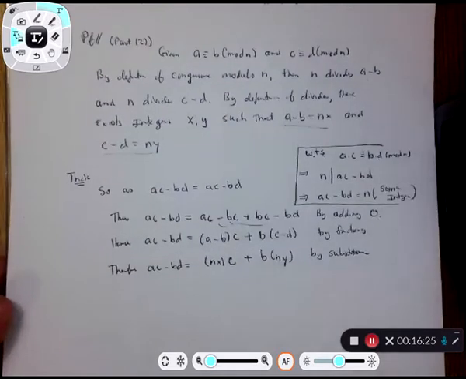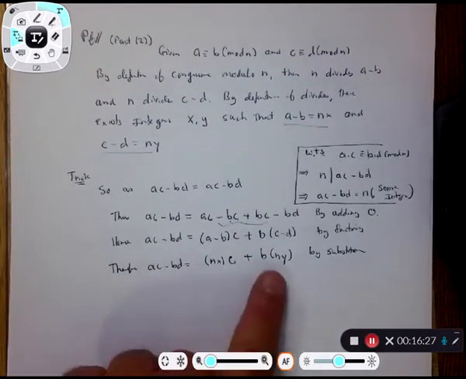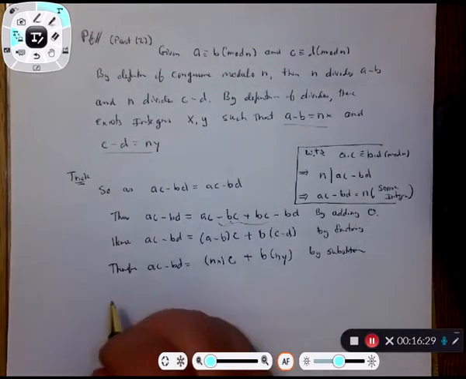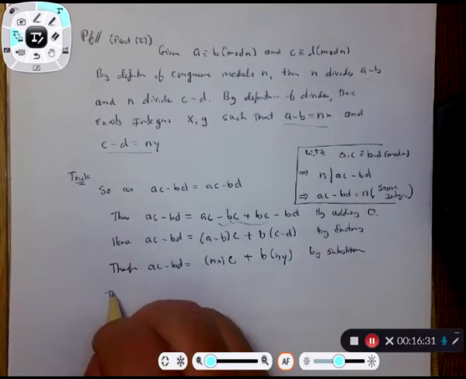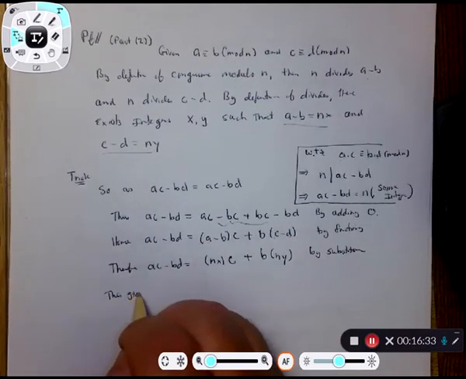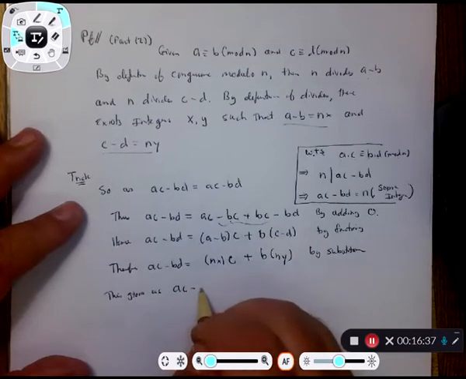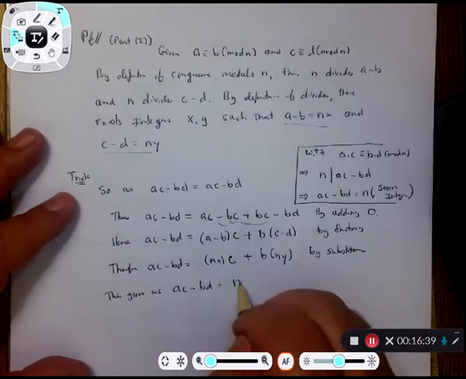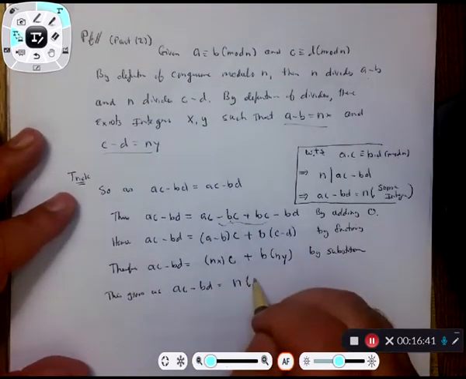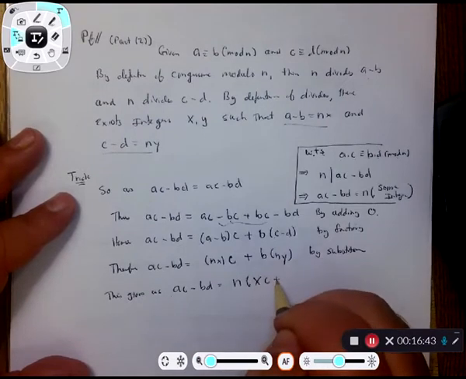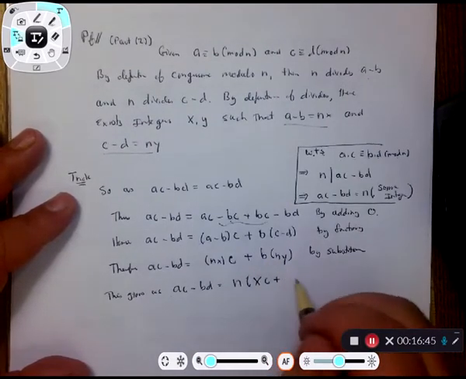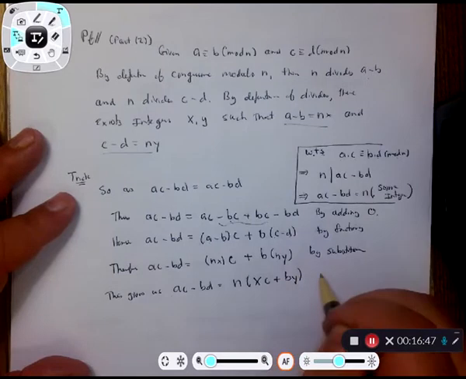So what do I have in common on this entire side? I have an N in common. This gives us, great linking words here, that AC minus BD is equal to, I'm going to factor out the N. I'm left with XC plus, factoring out the N, BY. Again, by factor.